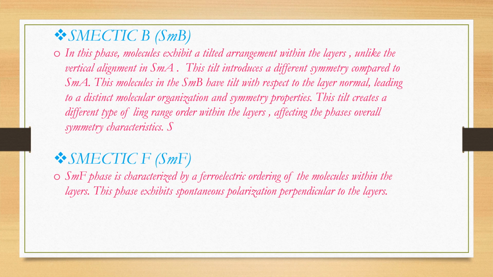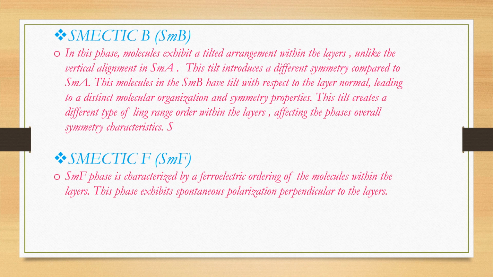These molecules in the smectic B have tilt with respect to the layer normal, leading to a distinct molecular organization and symmetry properties. This tilt creates a different type of long-range order within the layers, affecting the phase's overall symmetry characteristics. So this is about the smectic B.